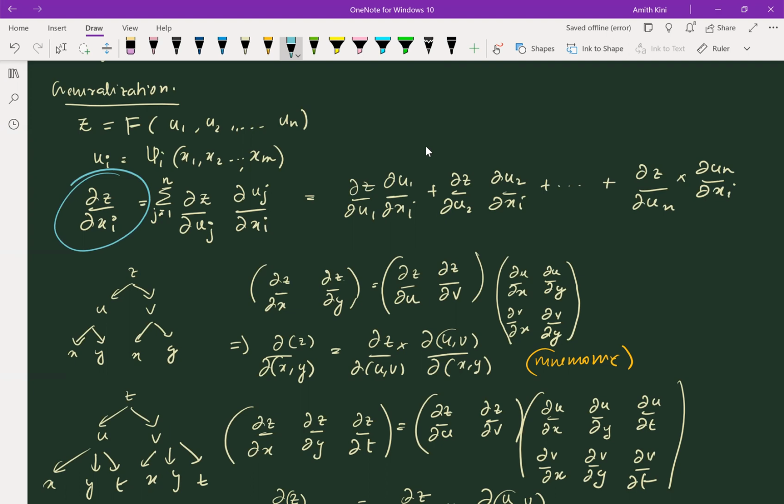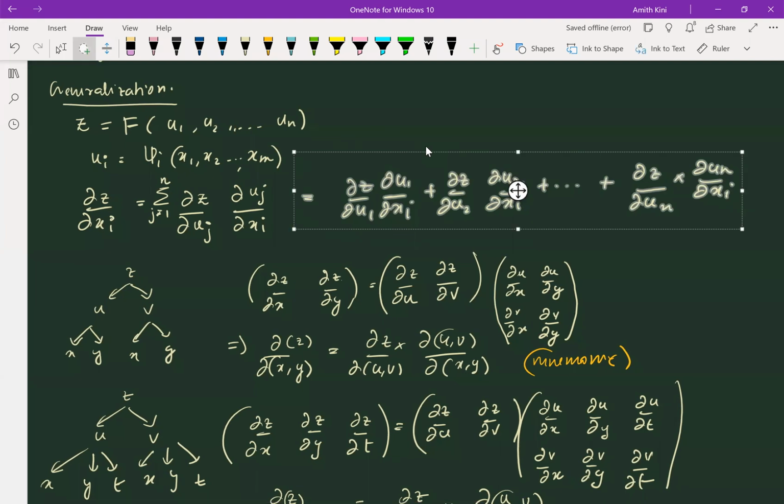Understood? Right? xi remains the same. You can change whatever i you want here. So if i is 1, then all of these you can write as 1. If i is 2, write all of them as 2. So i is a free index here. It's not a repeated index. You're not summing over it. Understood?